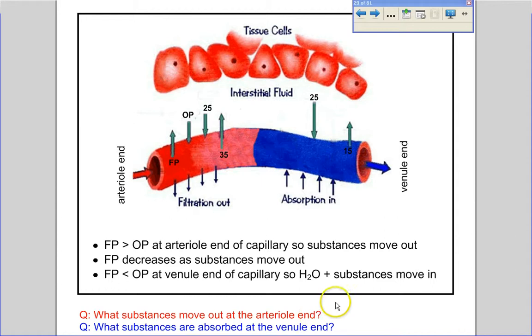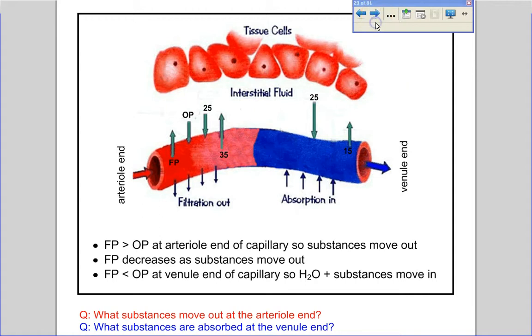So it says what substances move out at the arterial end, so that would be the stuff that your tissues need, oxygen and nutrients. What substances are absorbed at the venule end, that would be the wastes and stuff that you want to get rid of, like carbon dioxide and other wastes that your cells have produced.